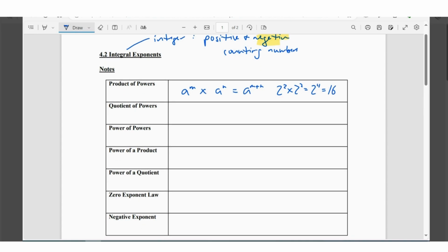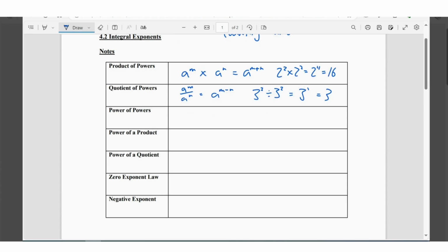For the quotient of powers, this states that if we have a to the power of m divided by a to the power of n, so the same base, this is equal to a to the power of m minus n. So if we have 3 to the power of 3 divided by 3 to the power of 2, this is the same as 3 to the power of 3 minus 2, 3 to the power of 1, or 3.